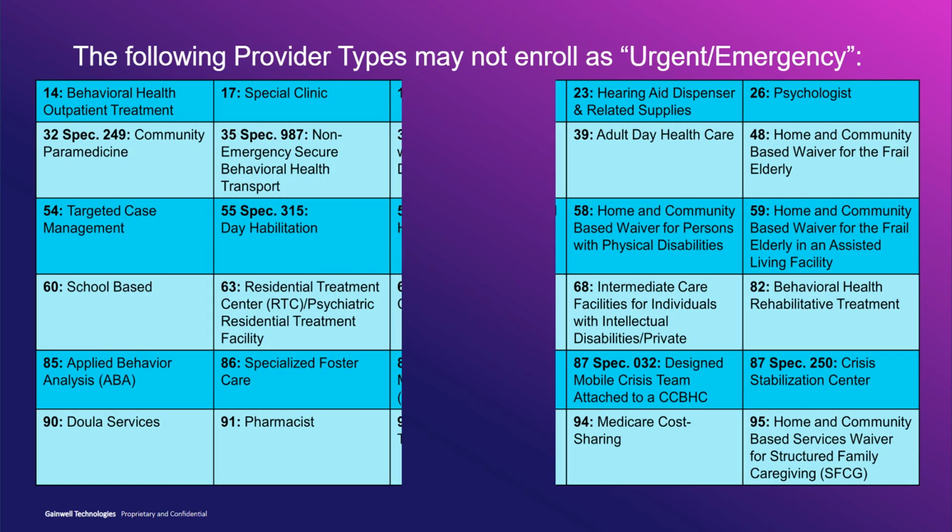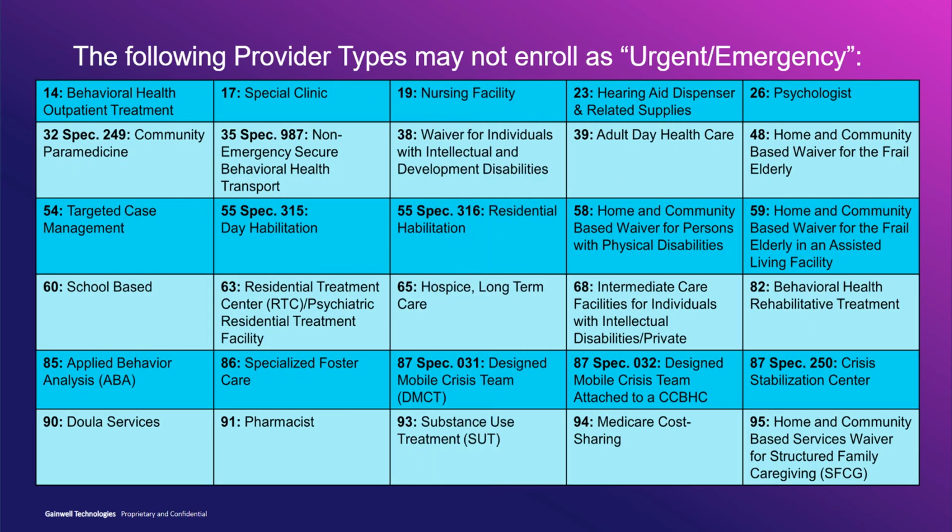An urgent/emergency application is a temporary enrollment type for out-of-state and out-of-catchment providers that also have rendered services to Medicaid recipients on an urgent or emergency basis. This enrollment type is valid for 6 months to cover the date that service was rendered. In-state and in-catchment providers may not enroll as urgent/emergency. The following chart displays the other provider types that cannot be enrolled as urgent/emergency.